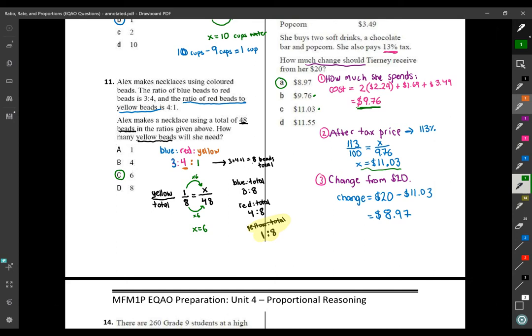So that may kind of trick us, but we need to make sure that we read the question and really understand what it's asking for, because it's asking for how much change she will receive back from her $20, okay? So sometimes questions have multiple parts to it, and you really need to think about it.